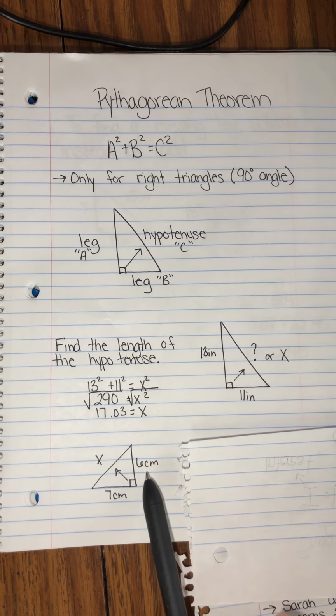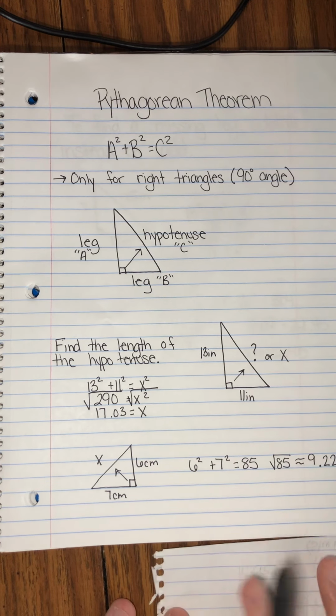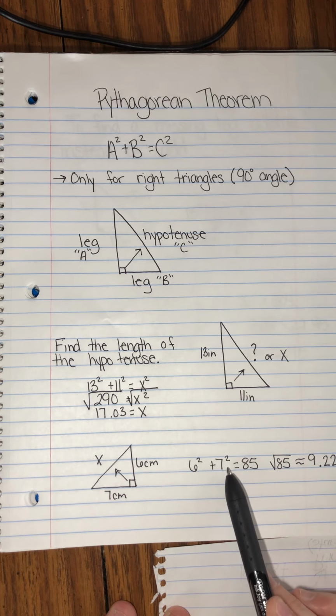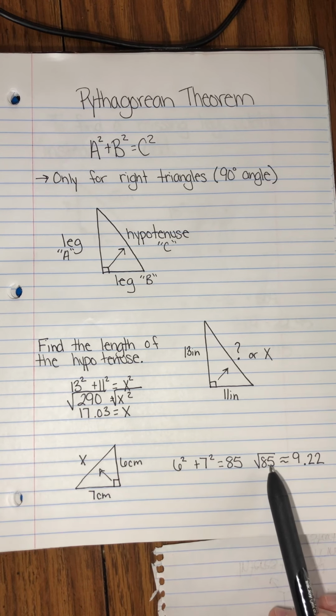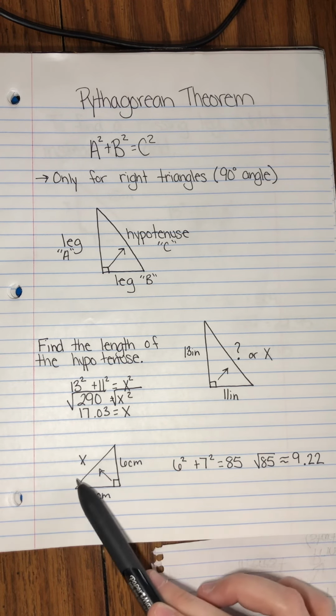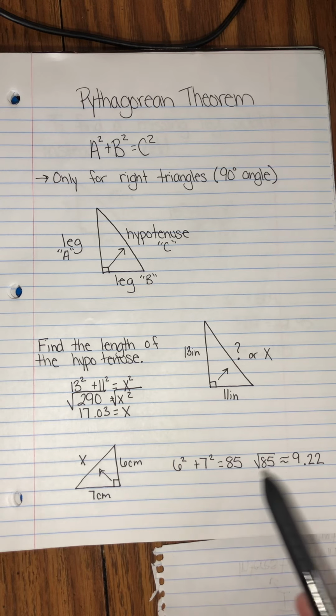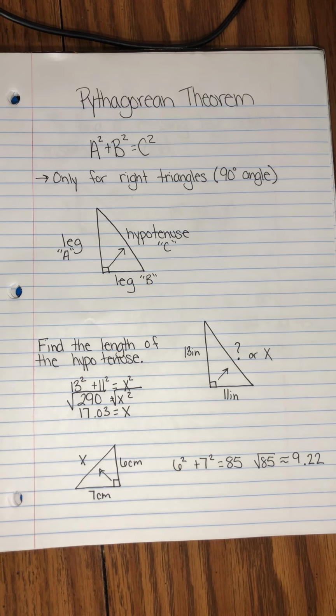All right, so remember, it does not matter which leg you put first. The legs are interchangeable. A and B can switch around. The only one that really matters is C. So what I did was 6 squared plus 7 squared, and that gave me 85. Then you have to take the square root, and I get approximately 9.22. To check, make sure the hypotenuse is the longest side, 9.22. Yeah, that would be the longest side, so you know that's possible.